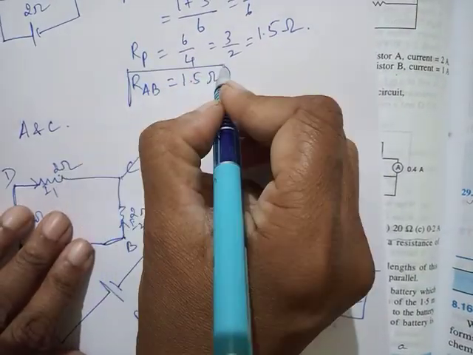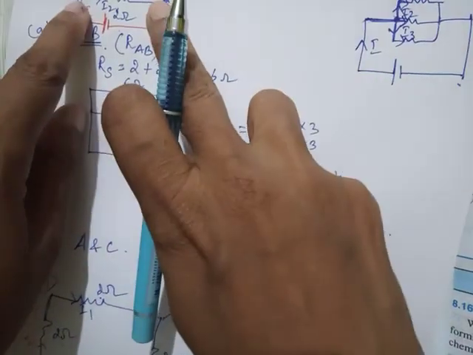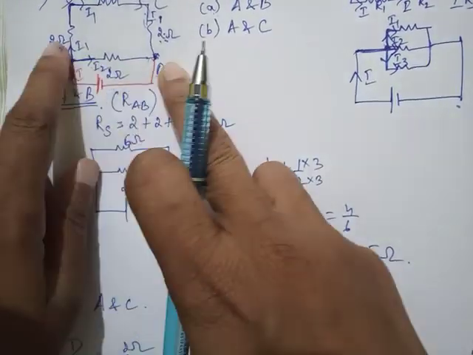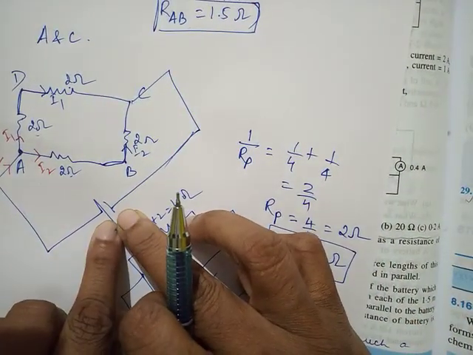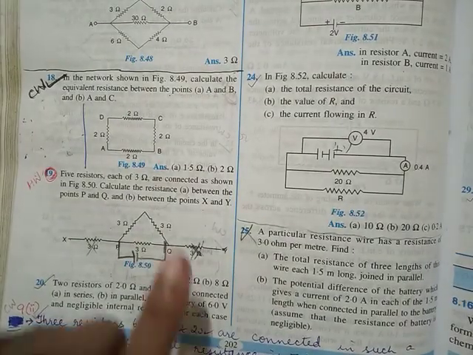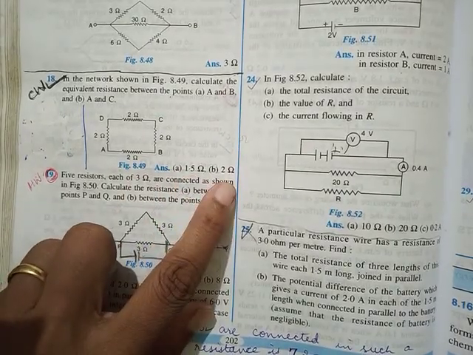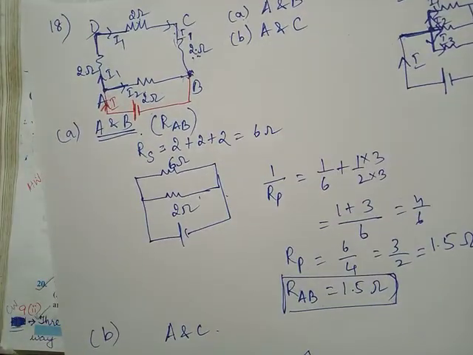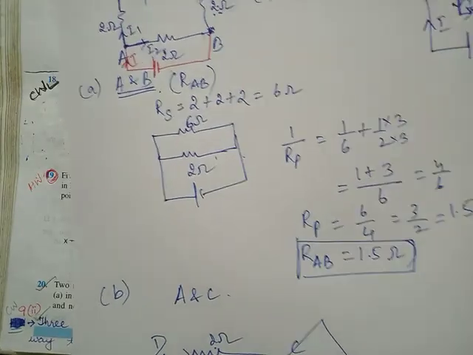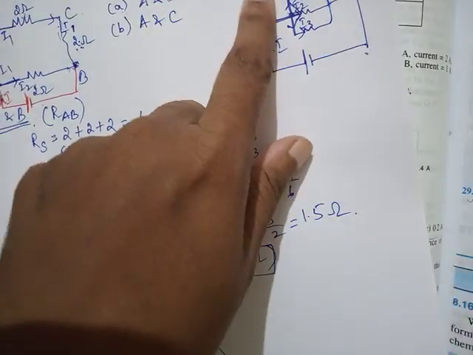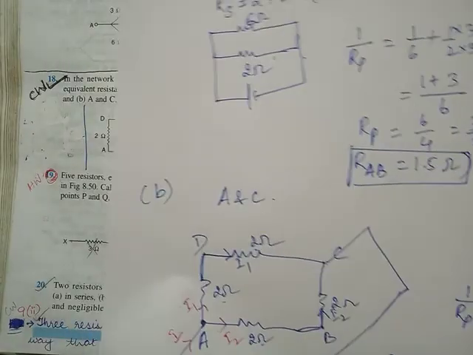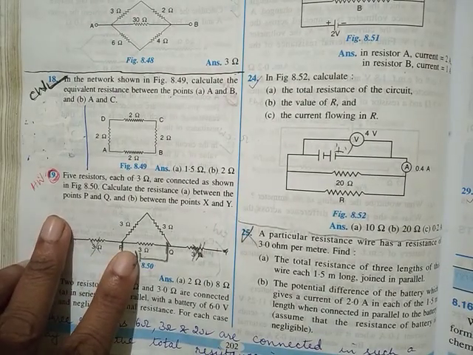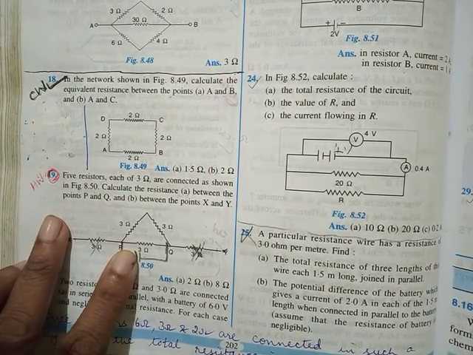See, the values are different. Across A and B, the resistance will be different. If you put a battery here, the equivalent resistance is different. If you put a battery across this, then the equivalent resistance will be different. So that is how you get two different answers. Okay, children, for circuits where you are not able, by looking at it, to make series and parallel, this is the best way to decide which are in series and which are in parallel.